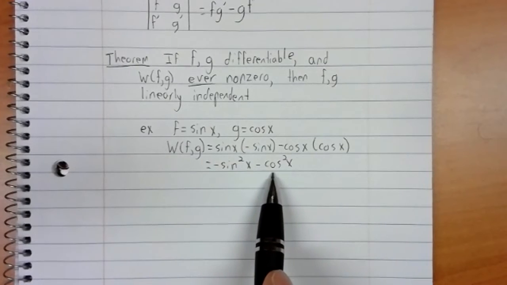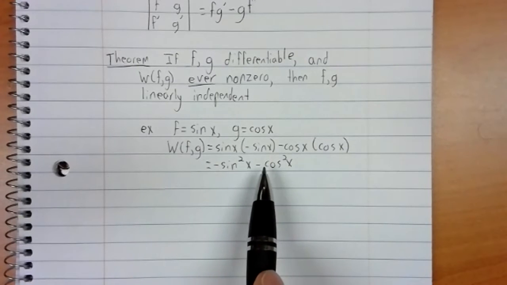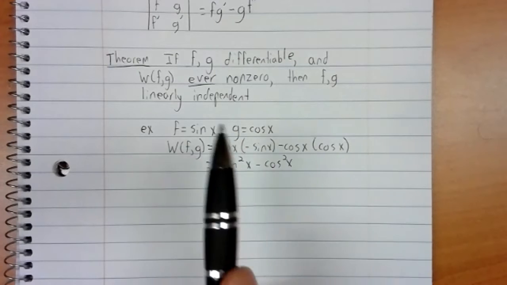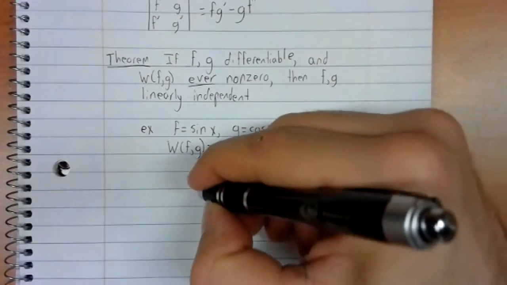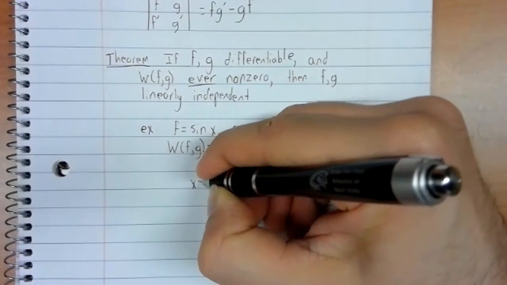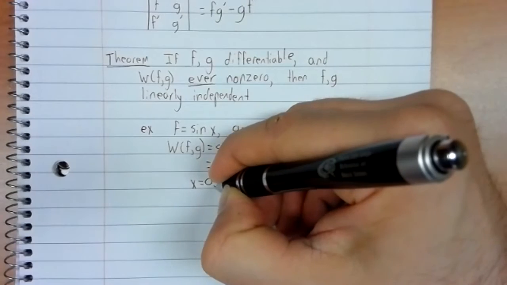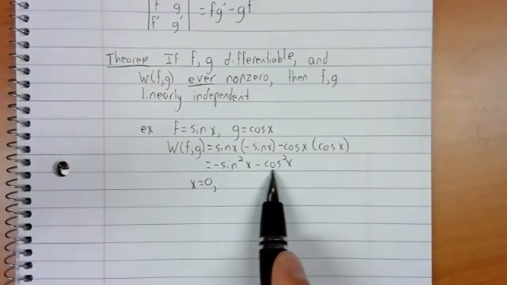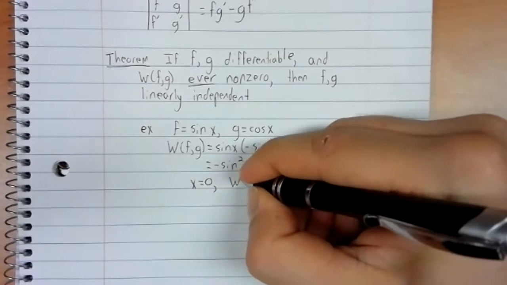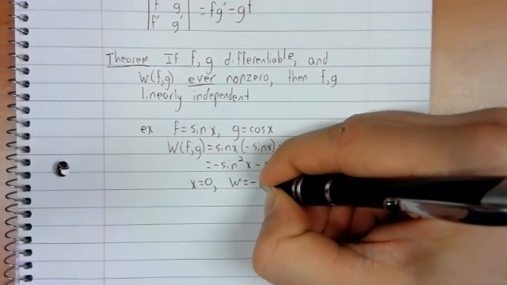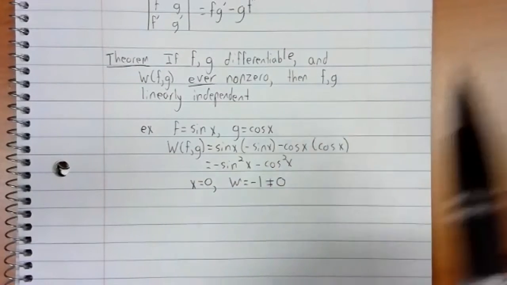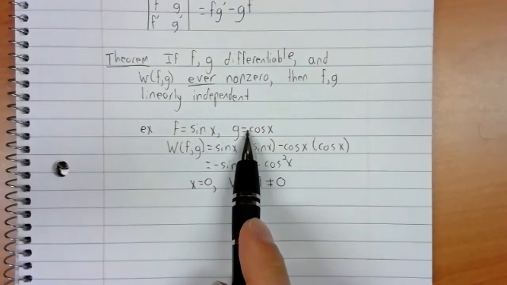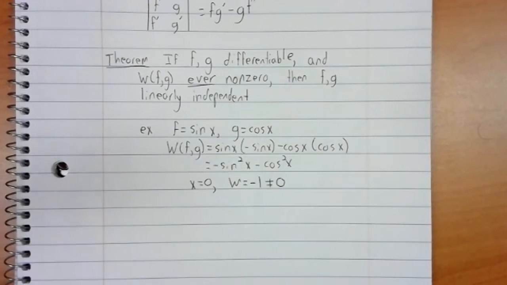If this is ever non-zero, then the sine and the cosine are independent. At x equals 0, this is -1. So these functions are indeed independent.